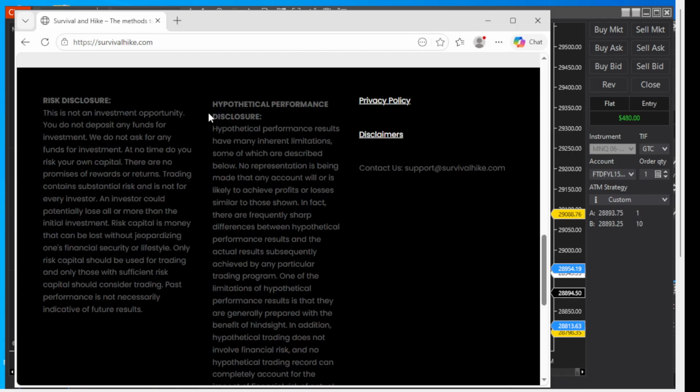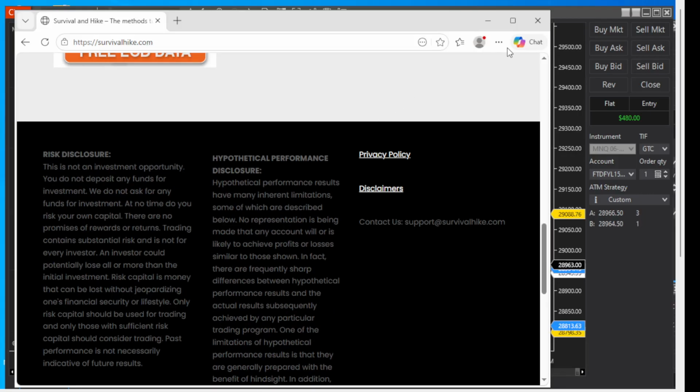risk disclosure and a hypothetical performance disclosure. I just want to make sure that you understand that all the results you see there are in the past, and everything in the future we don't know. It's all historical data and it's hypothetical.